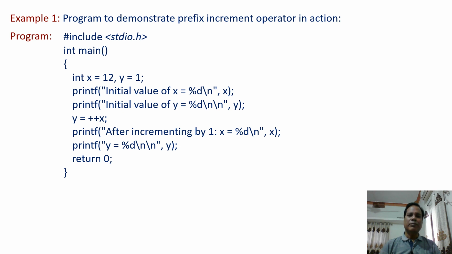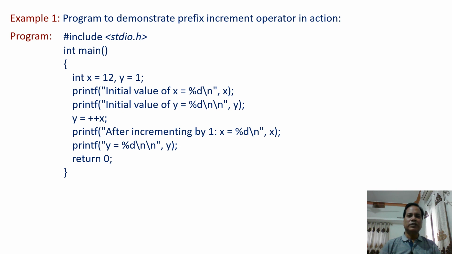Next, int main(). This is the name of this function. In every C program, one function with the name main is always present. As in this program only one function is present, its name is main. Now within open and close braces we write the code.